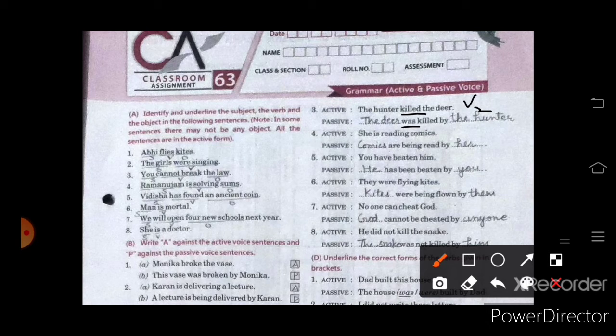In fourth sentence, comics is our subject of passive voice. She becomes her. Him becomes he and you remains you. Because you were you. You को हम you में ही convert करेंगे. They becomes them and the kites is our subject.